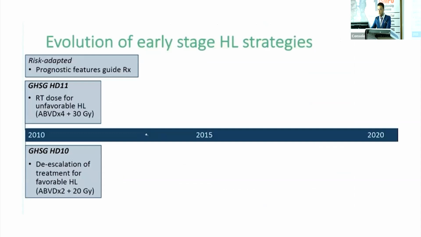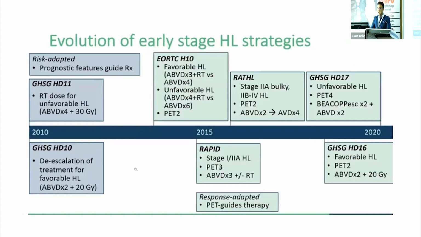So when we're talking about this patient with early stage Hodgkin lymphoma, we basically have two strategies, and these strategies evolved from 2010. One is the risk-adapted approach, which I just spoke about. So what data do we have for that? It is basically the German Hodgkin lymphoma study group HD11 and HD10 studies. And we have the PET-adapted, or PET response-adapted, strategy.